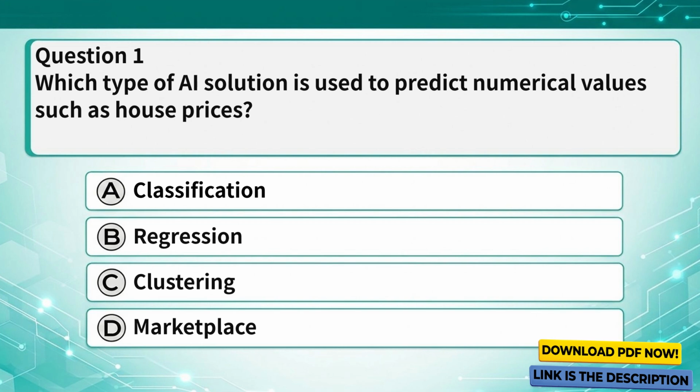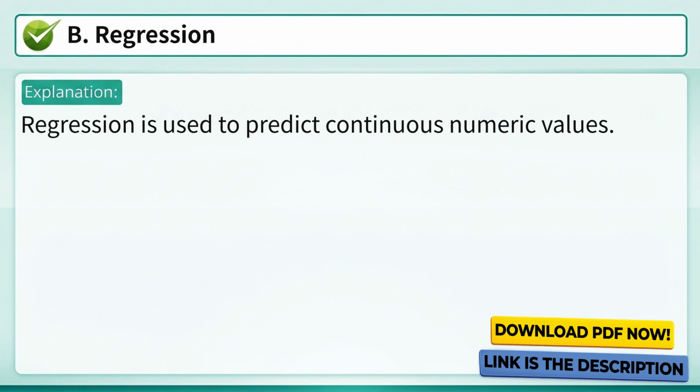Question 1. Which type of AI solution is used to predict numerical values such as house prices? A. Classification. B. Regression. C. Clustering. D. Marketplace. Correct answer, B. Regression. Explanation. Regression is used to predict continuous numeric values.